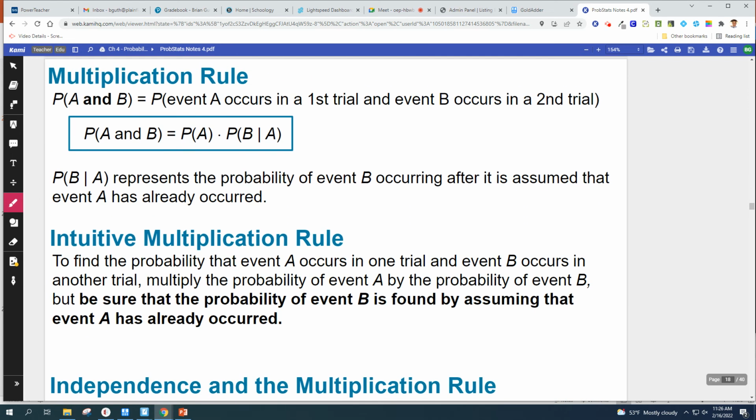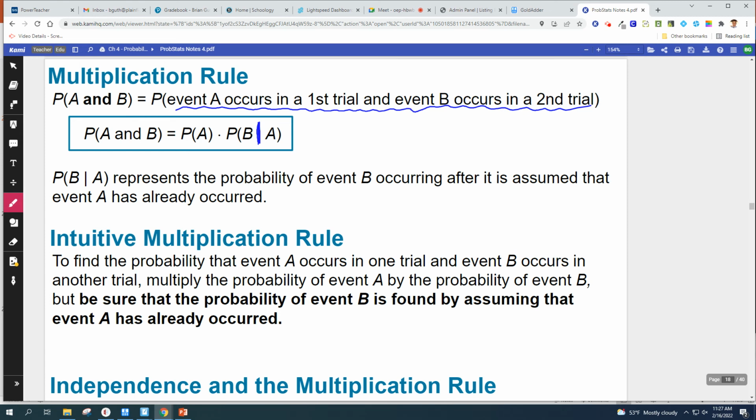Multiplication rule is kind of hard, I think, because it introduces a symbol that you may not be comfortable with or familiar with. The vertical bar symbol right here is a little bit tricky for most people. So it's the multiplication rule. It says probability of A and B. In other words, they both occur. But notice this language. It says event A occurs in a first trial and event B occurs in a second trial. It's kind of important to note that A happens first, and then after that happens, then B happens second.